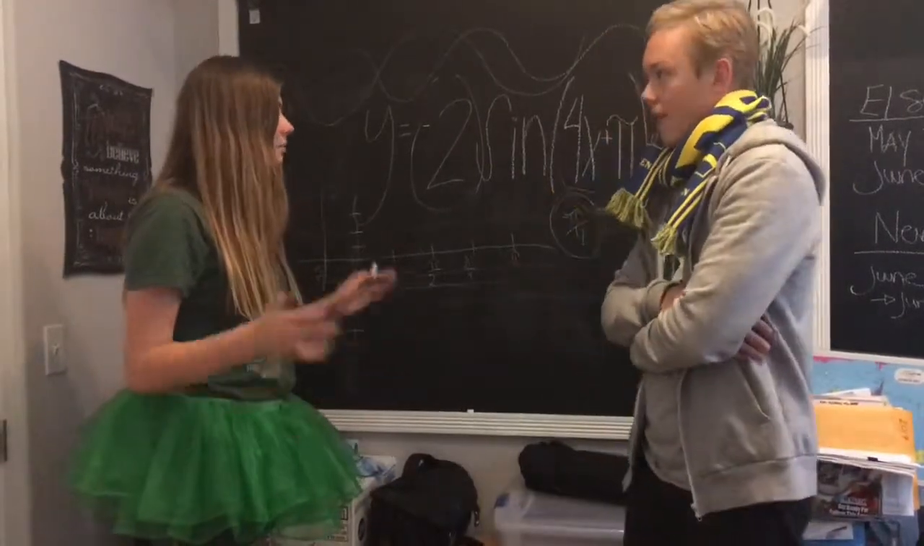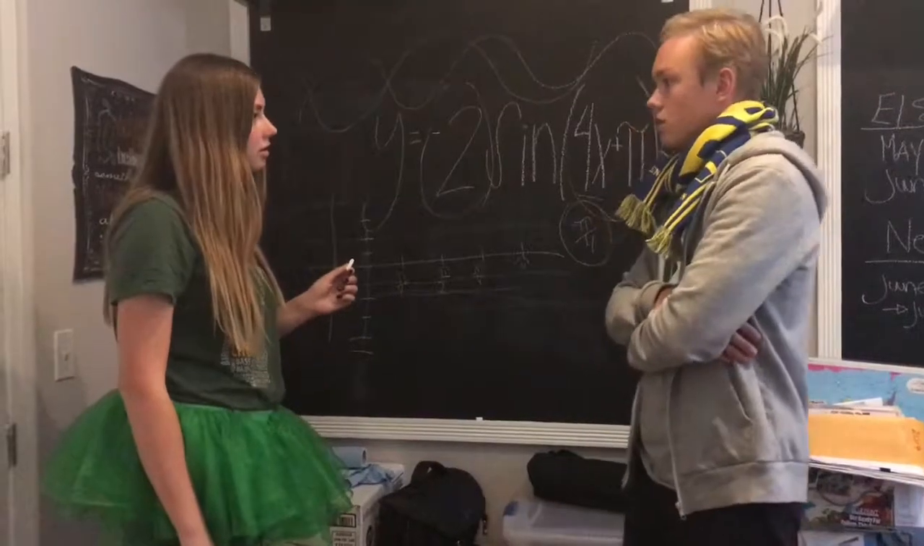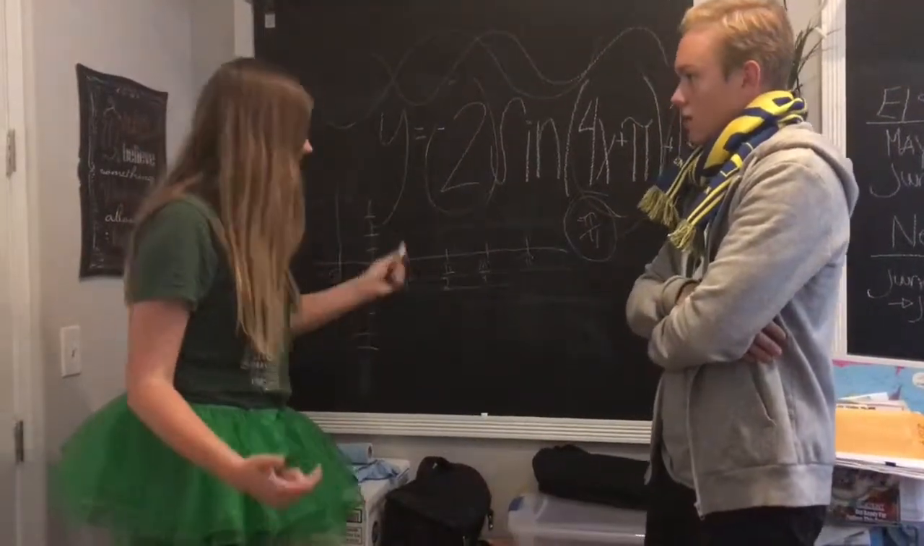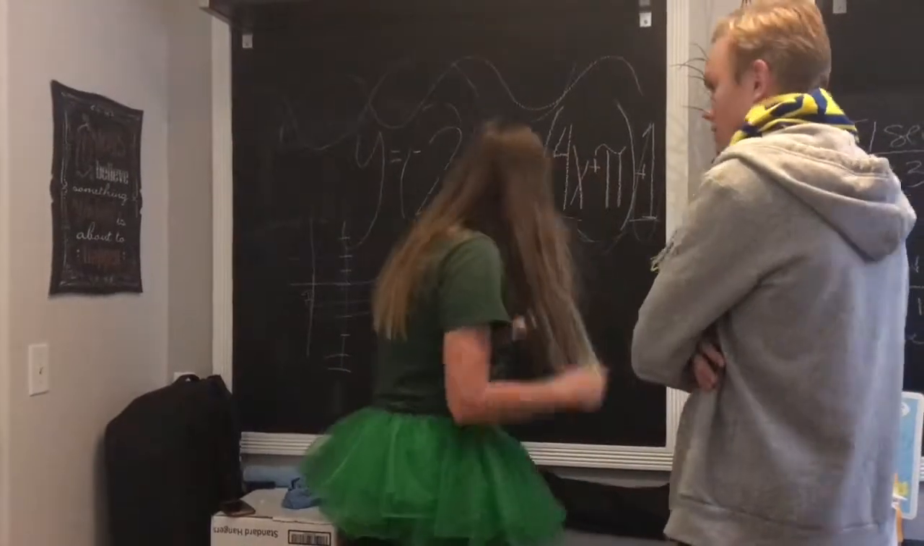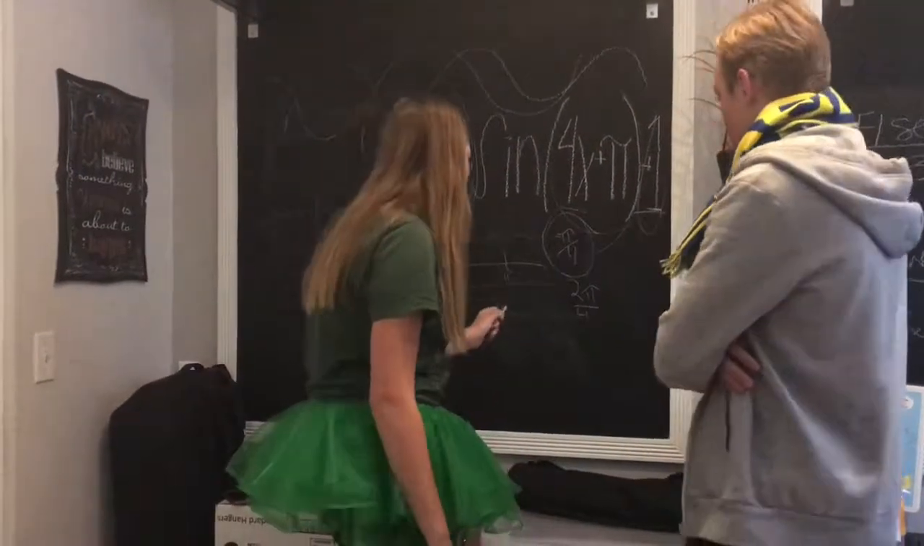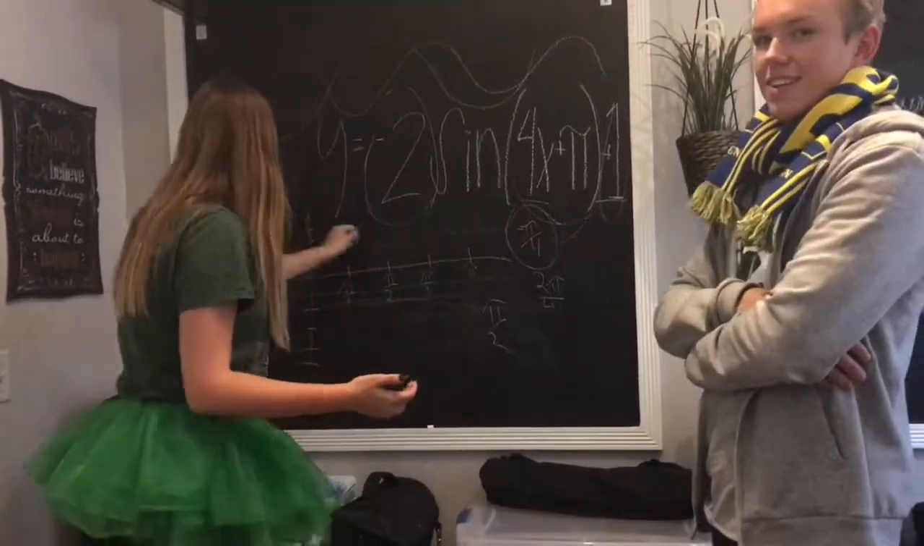Okay, so lastly, we have the period. Oh, I remember this. It's 2pi/4, because b is 4. Yes. Yeah, so it's 2pi/4. Not quite. We have to simplify it down to pi/2.